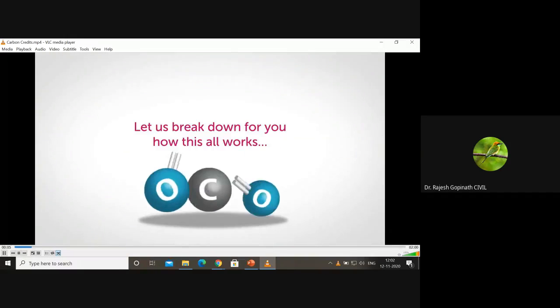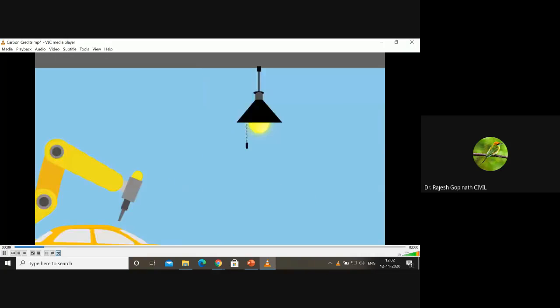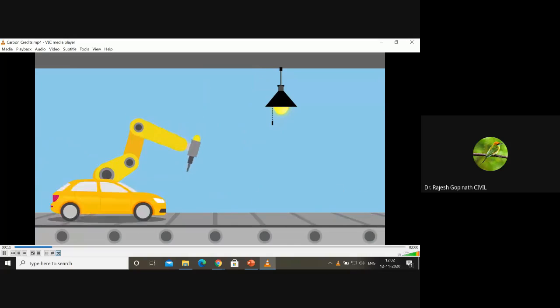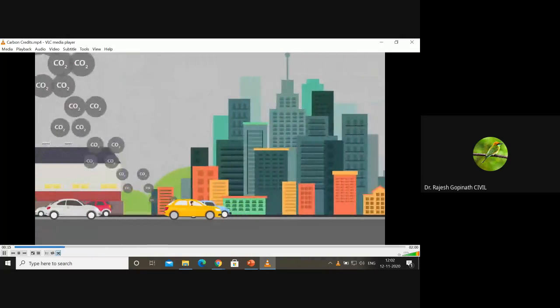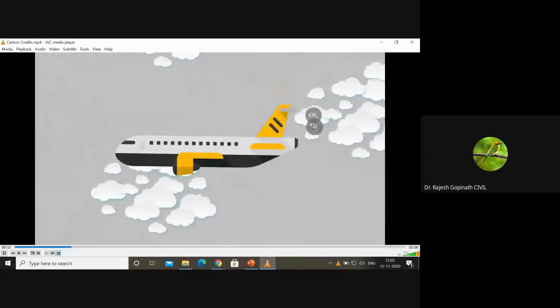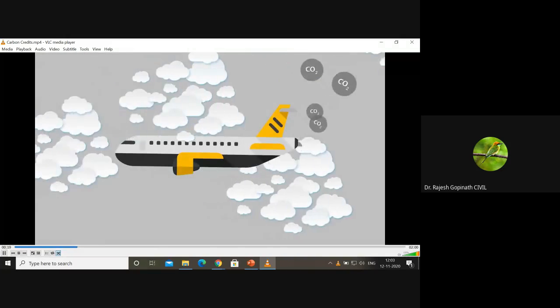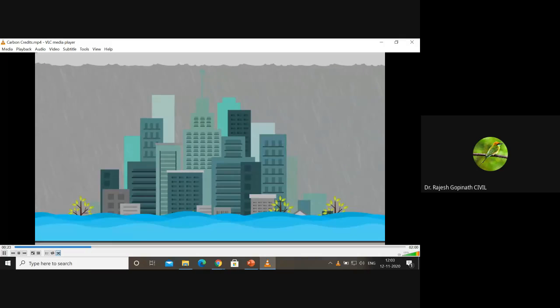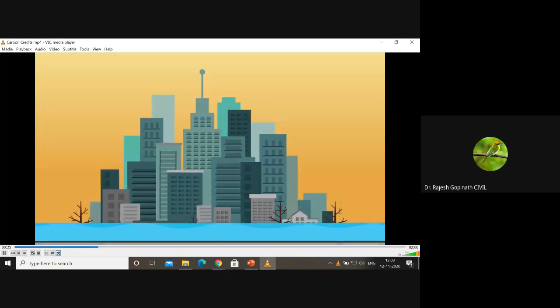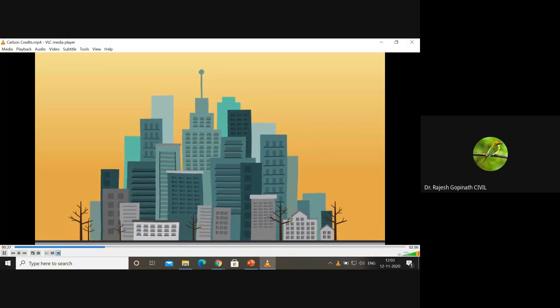Let us break down for you how this all works. Every time an organization uses a resource that relies on burning fossil fuels, it creates carbon emissions, also known as a carbon footprint. Everybody has a carbon footprint. But when these emissions enter the atmosphere, they accelerate climate change, bringing, among other things, more extreme weather.